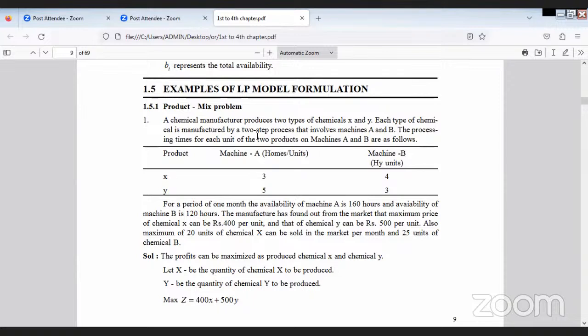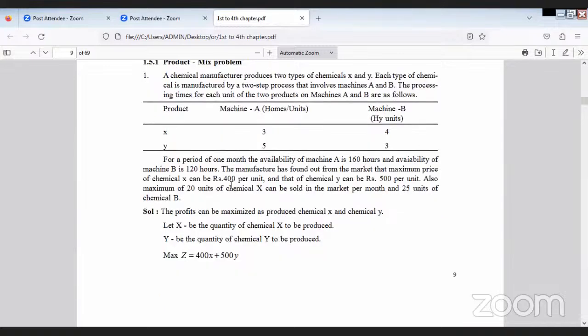A chemical manufacturer produces two types of chemicals, X and Y. Each type of chemical is manufactured by a two-step process involving machines A and B. The processing times of each unit of product on machines A and B are as follows: X takes 3 and 5, Y takes 4 and 3. For a period of 1 month, the availability of machine A is 160 hours and of machine B is 120 hours. The manufacturer has found from the market that the maximum price of chemical X can be rupees 400 per unit and that of chemical Y rupees 500 per unit. Also, a maximum of 20 units of chemical X and 25 units of chemical Y can be sold in the market per month.